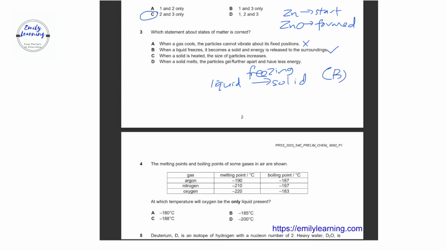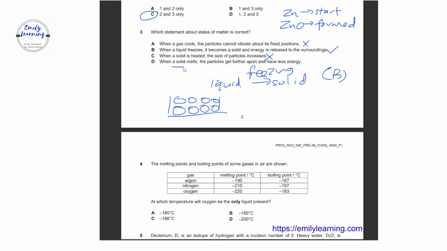Next, when a solid is heated, the size of the particles increases. No, when a solid is heated, the volume of the solid increases because the particles are slightly further apart, but the size of the particles, for example your carbon atoms, will not change. The size of the atoms and molecules does not change as long as it is the same type of molecule or atom. When you heat something, it expands only because the particles are further apart, nothing to do with the size. So C is wrong.